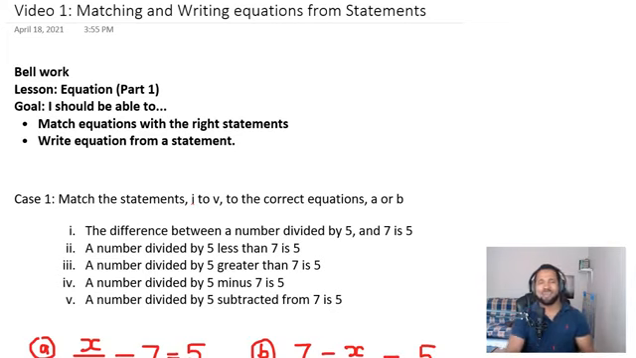Hello class again, and welcome to this particular video. In here we're going to explore matching and writing equations from a statement.